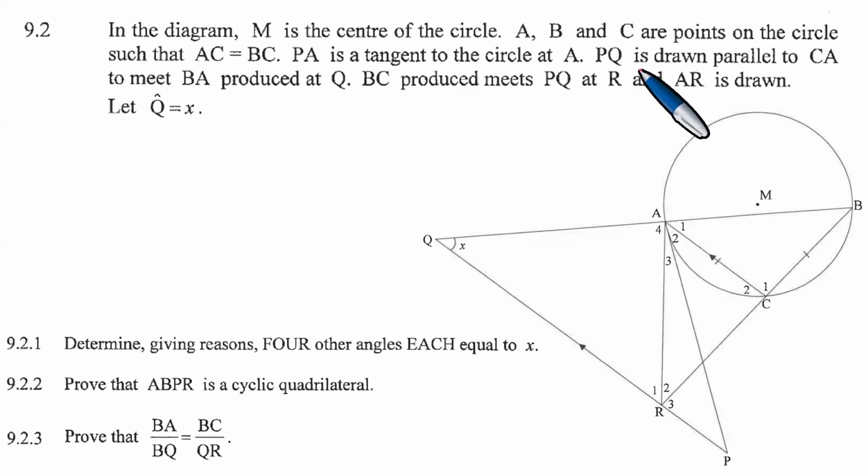PQ is drawn parallel to CA to meet BA, produced at Q. BC produced meets PQ at R, and AR is drawn. Let the angle Q be equal to X. Determine, giving reasons, four other angles each equal to X.